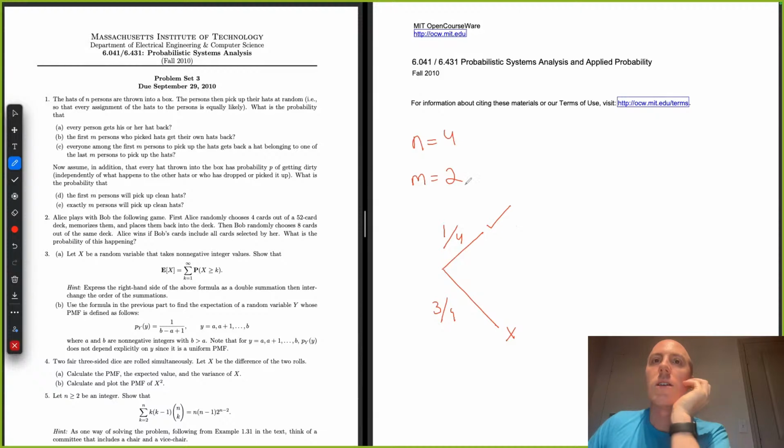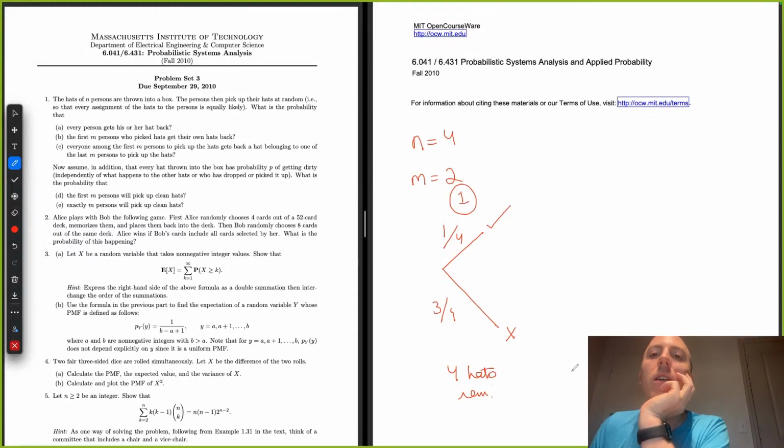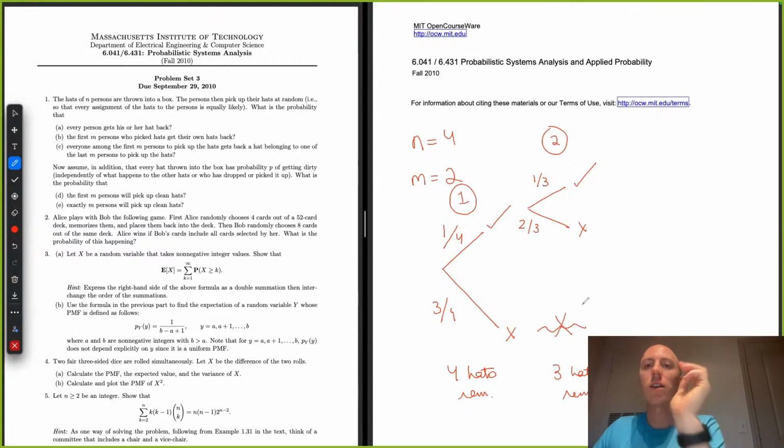So that's good. This is person 1 going, and now person 2 is going. Down here, there's 4 hats remaining, and now there's 3 hats remaining. So person 2 goes, and there's 3 hats, so there's a 1 in 3 chance that they get their hat back, and a 2/3 chance that they don't get their hat back. And we don't really care about this case.